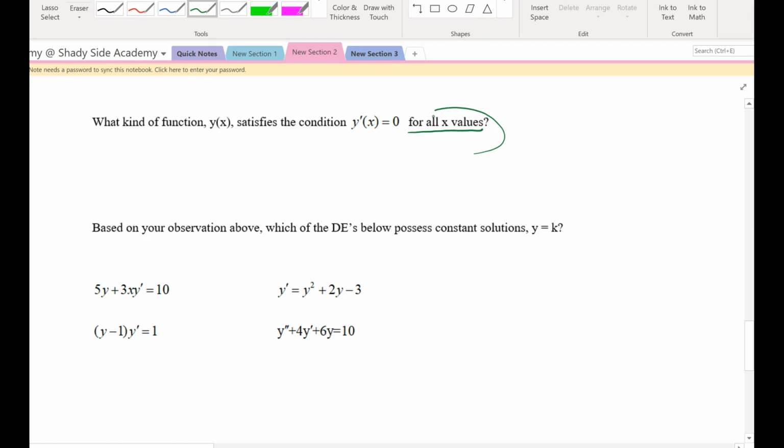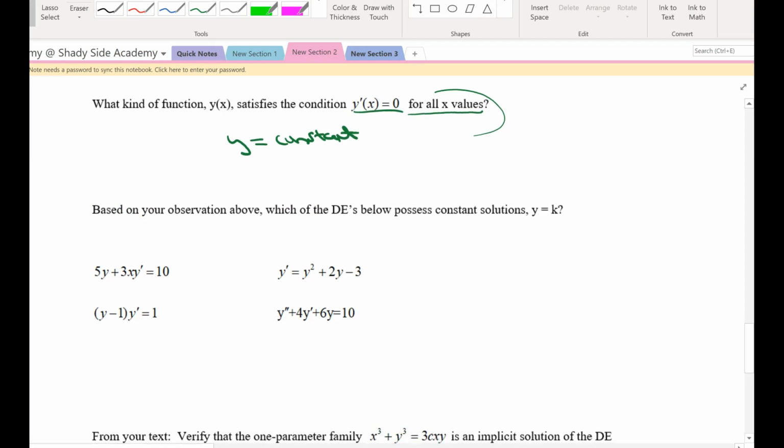Well, here's the answer. The answer is if y equals any constant. Right? So if y equals pi, or y equals 6, or y equals 7, this is true. The derivative equals 0 for all x values. Now here's a follow-up question. Based on your observation above, which of the differential equations below possesses constant solutions y equals k? I should say this. We should be able to do this just by inspection. Okay? If y equals k, which is called the constant solution.